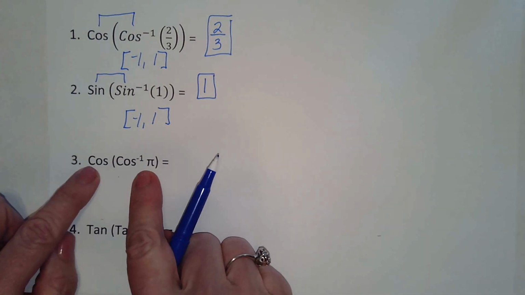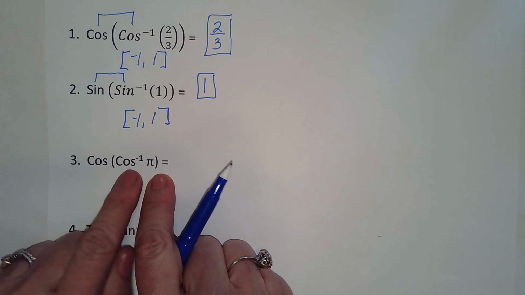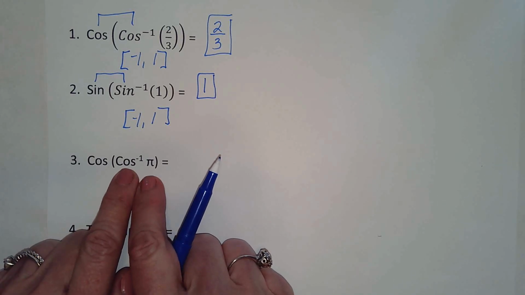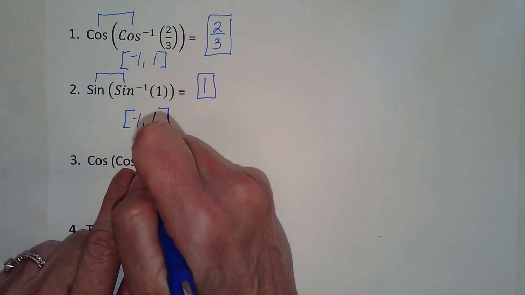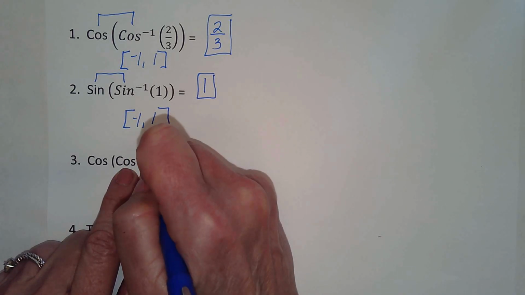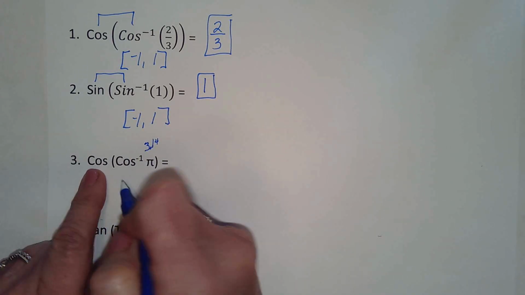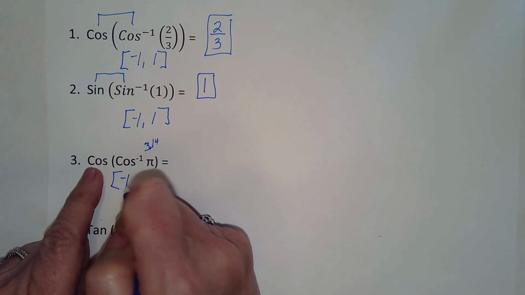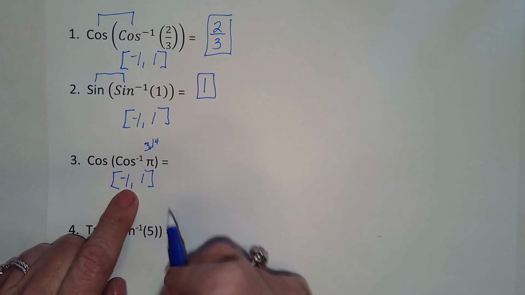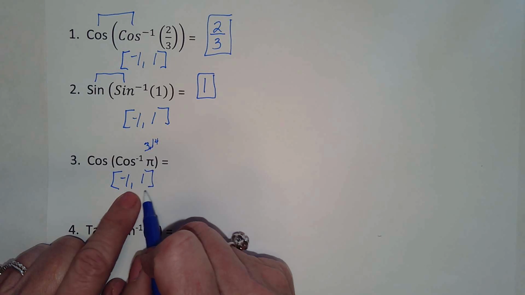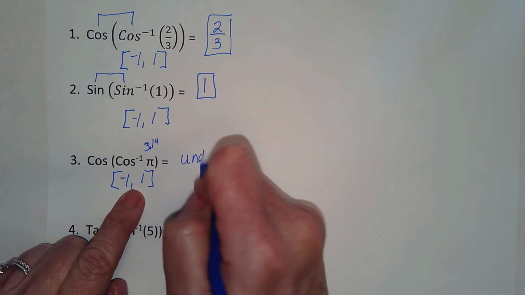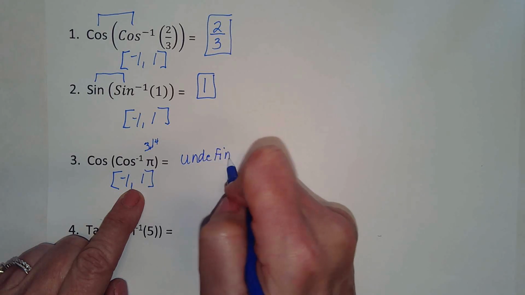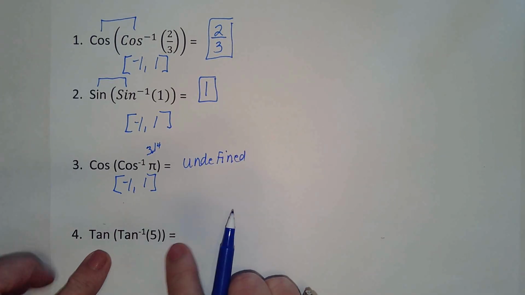Cosine of cosine inverse of pi. Well, when we have cosine inverse, we're looking for an angle. This is a number. Pi is 3.14. If I look to see if it fits within the domain restrictions, 3.14 is not between -1 and 1. Therefore, this is undefined. Let's look at the next one.